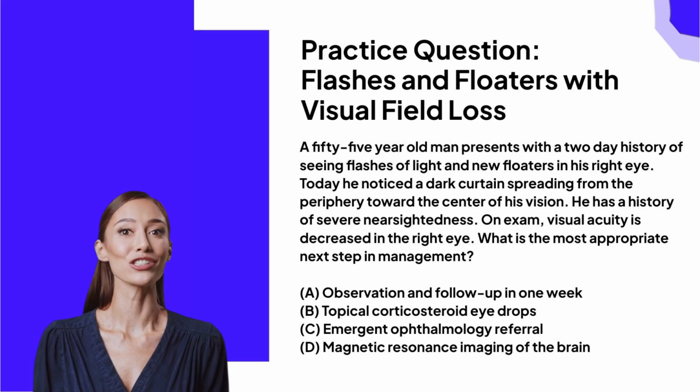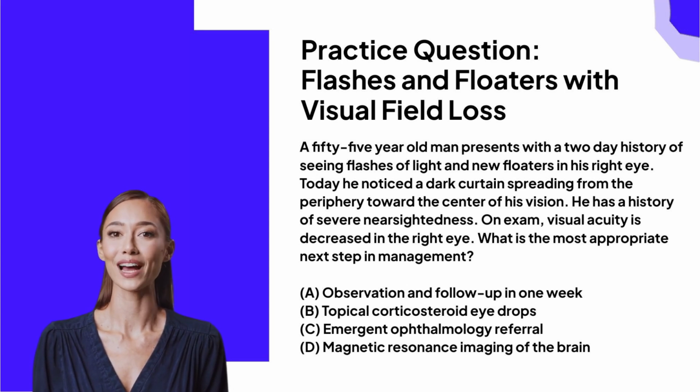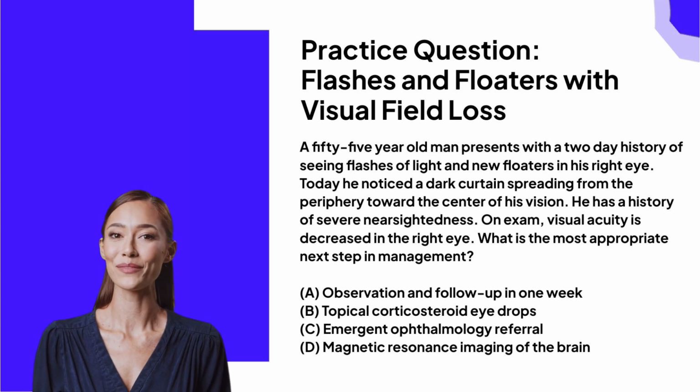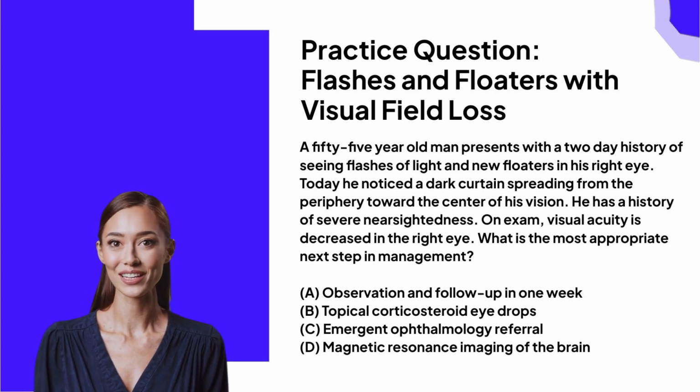Here is our second practice question. A 55-year-old man presents with a 2-day history of flashes of light and new floaters in his right eye. Today, he noticed a dark curtain spreading across his vision. He has a history of severe nearsightedness. Visual acuity is decreased. What is the most appropriate next step?